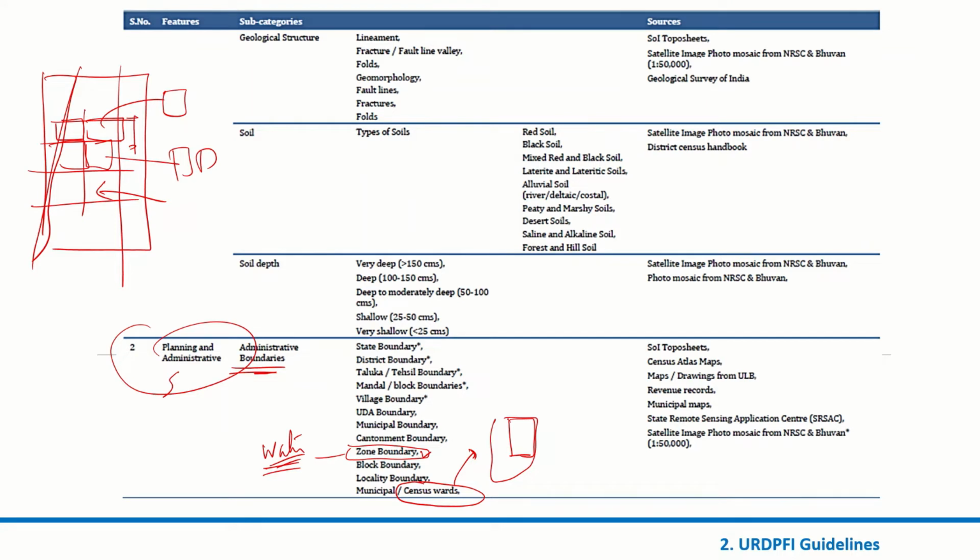So that's administrative and boundary information, and the source where you can look for this is revenue records. Revenue maps are available. You can pay and get them for that particular town, and then we can take boundaries from that as well. And like I also said, they have a municipal map.